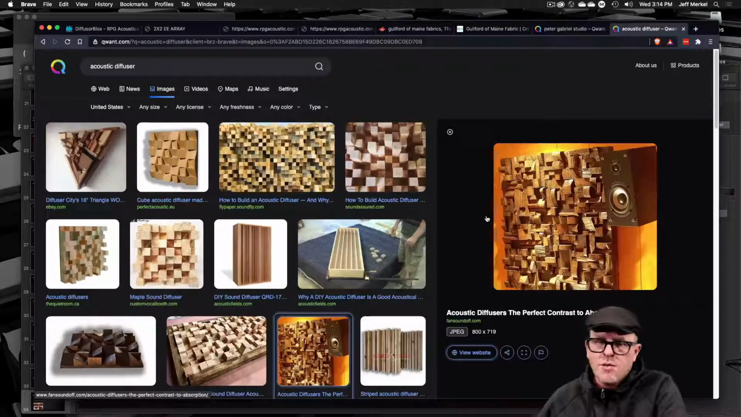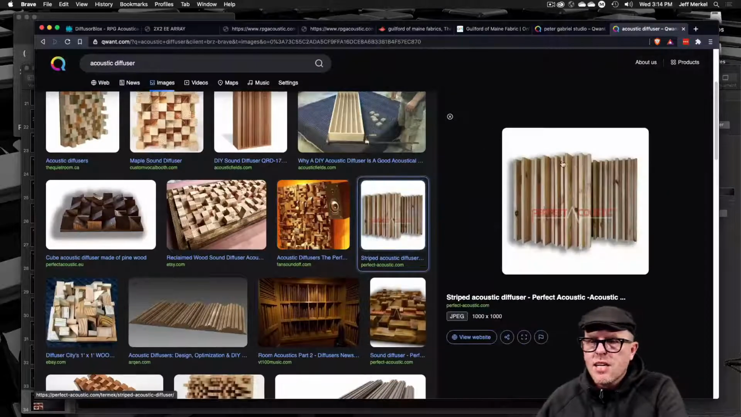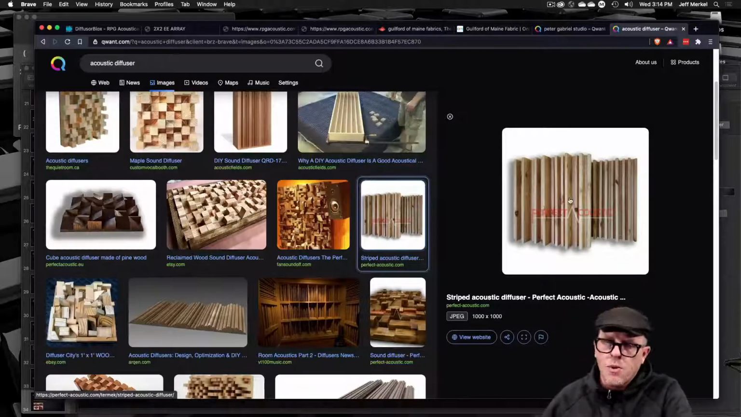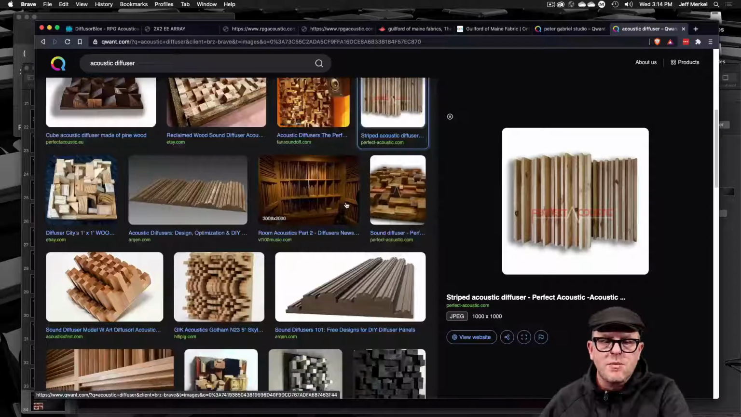It's just going to diffuse sound. It's going to work pretty well, but not nearly as well as the slatted one right here. Here are ones where they're doing them striped, but they don't have the wells. And again, they will work, but not nearly as well.